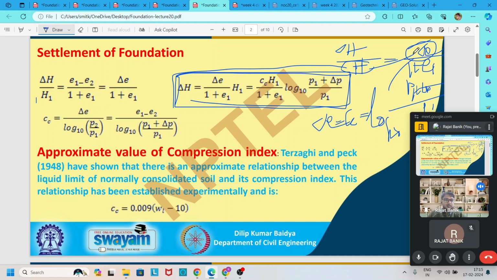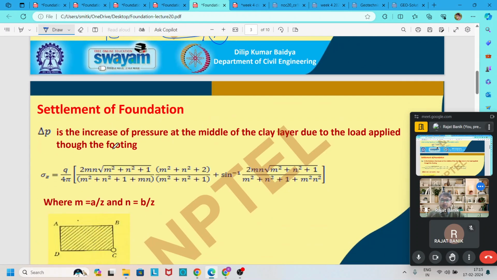And if we multiply H on the right side, then we get this formula. By this formula we easily find out the settlement with the help of the compression index. If the compression index is not given directly, but the liquid limit of the soil or clay is given, then using this formula, that is 0.009 into (liquid limit minus 10), where liquid limit is in terms of percentage, we easily get the compression index. This formula is given by Terzaghi and Peck in 1948, and this relation is given by Terzaghi in 1948.